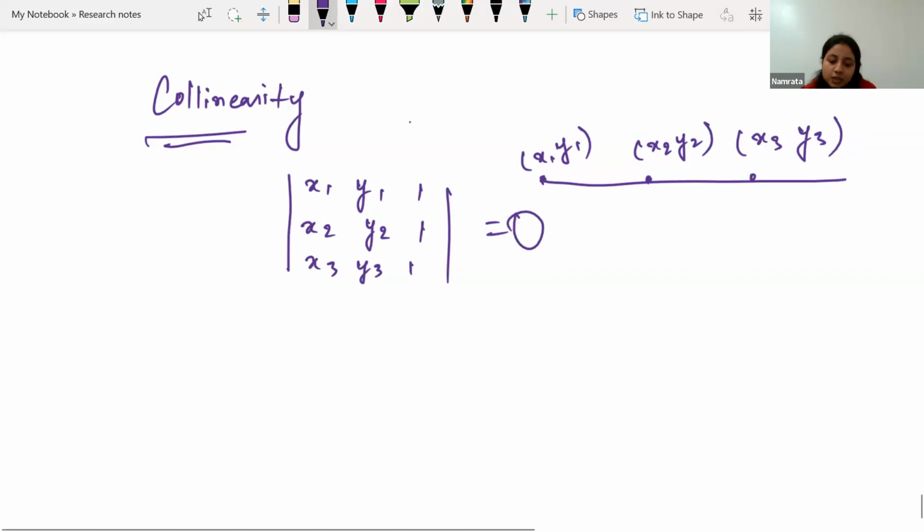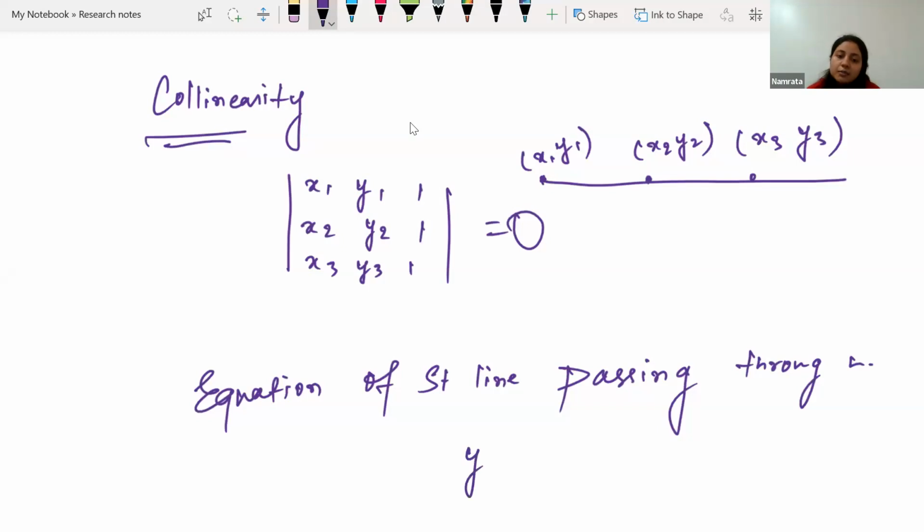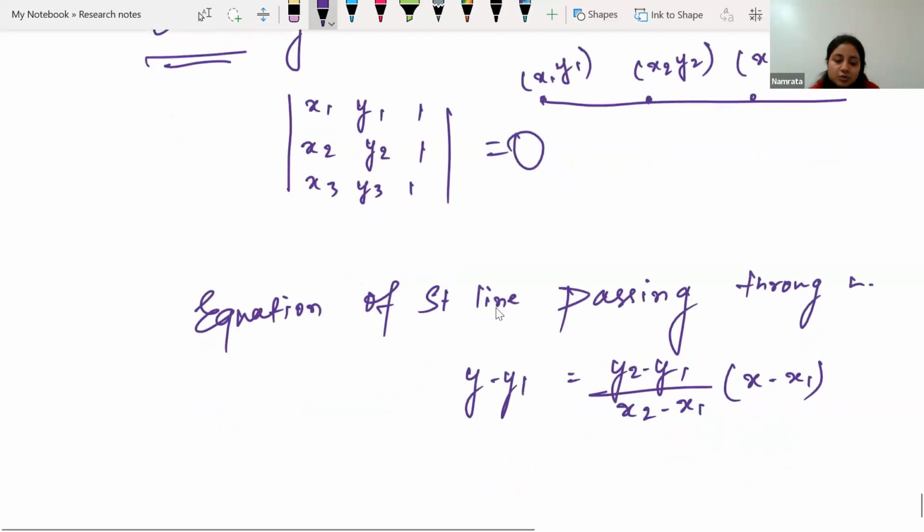Now there is one more property, one more formula over here: equation of a straight line passing through 2 points. In the previous class, you must have seen this formula: y minus y1 is equals to y2 minus y1 by x2 minus x1, in bracket x minus x1. This is the equation of a line passing through 2 points.